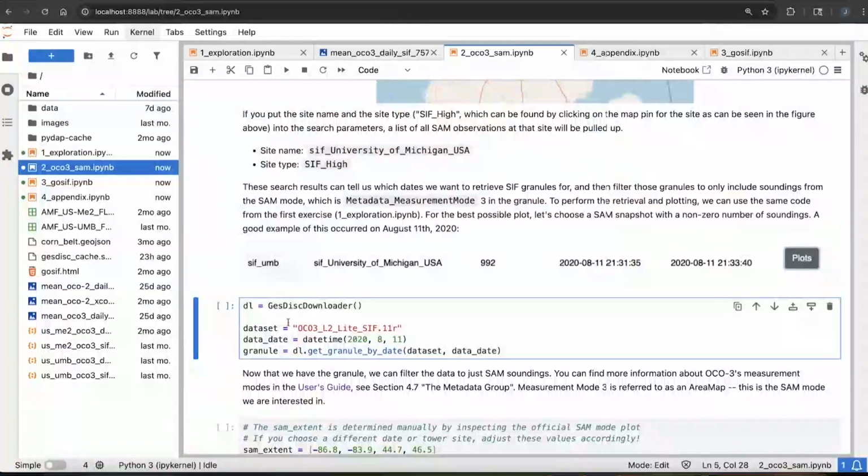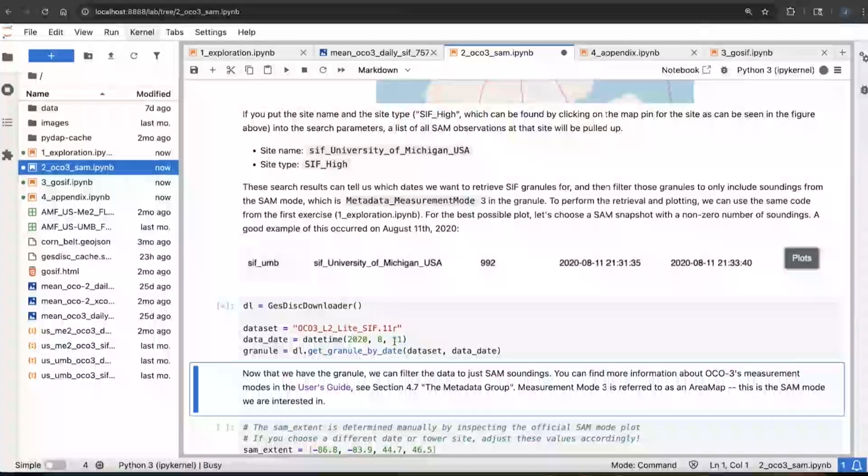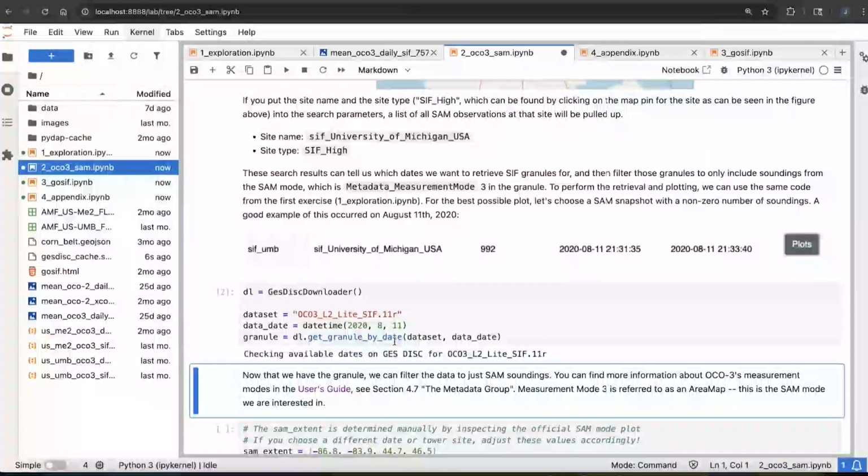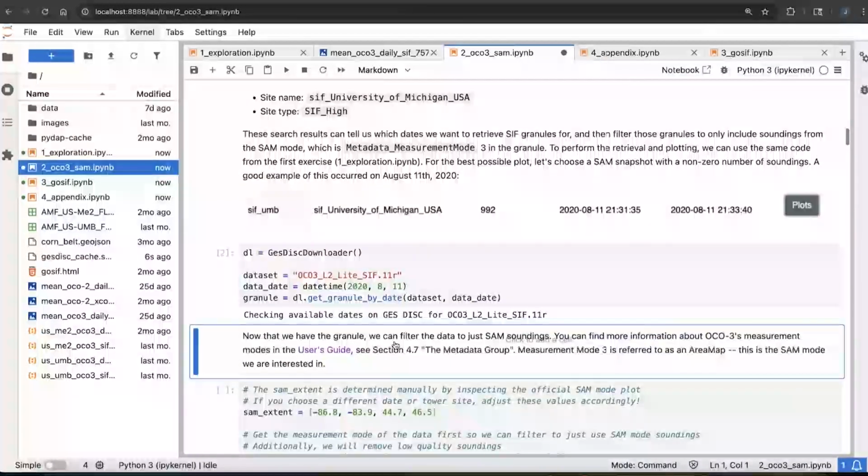So again, we're using the GESDISC downloader that we used from section 1. And we'll get the granule for August 11th. Now that we found the granule, we need to filter the data before plotting. To do this, we'll pull up the measurement mode and quality flag variables from the granule. And we know to do this by looking at section 4.7 of the OCO-3 Data User's Guide.